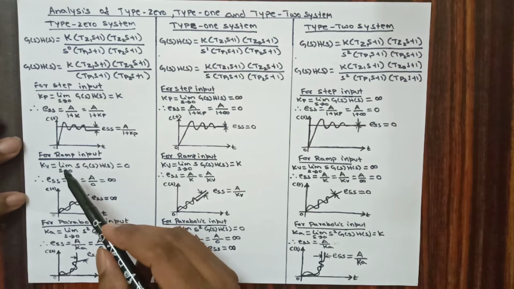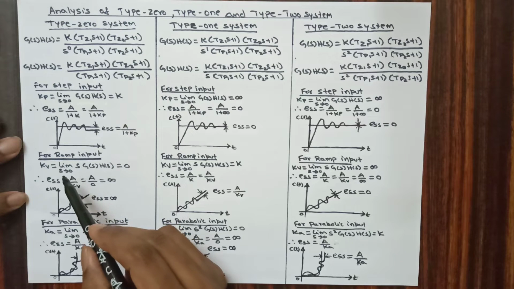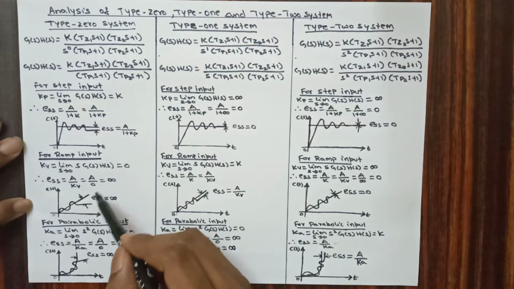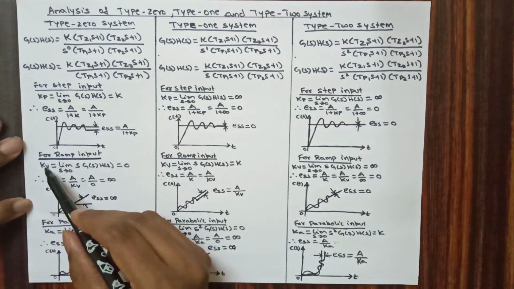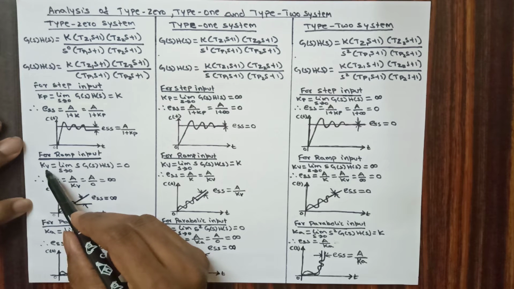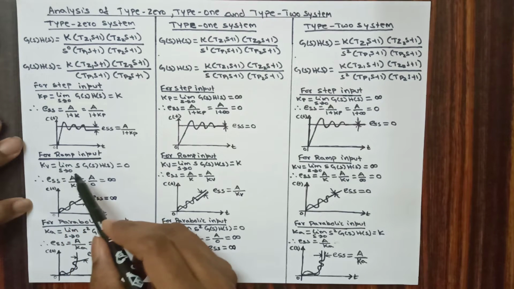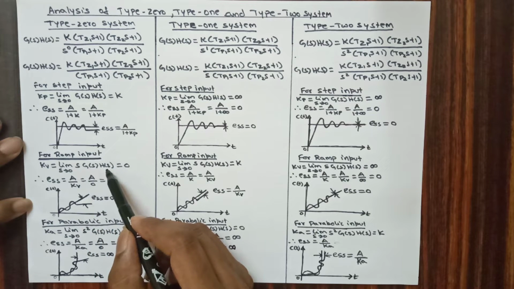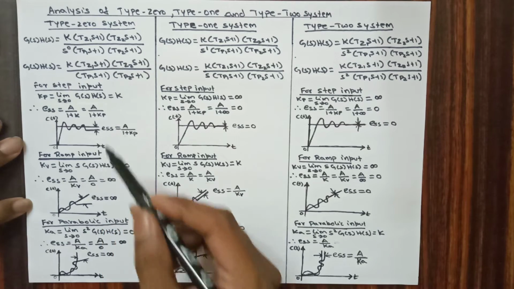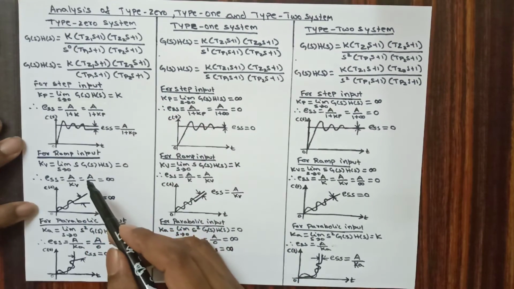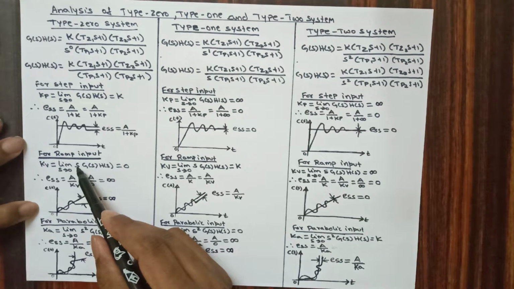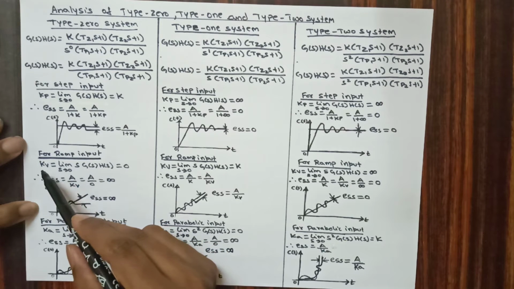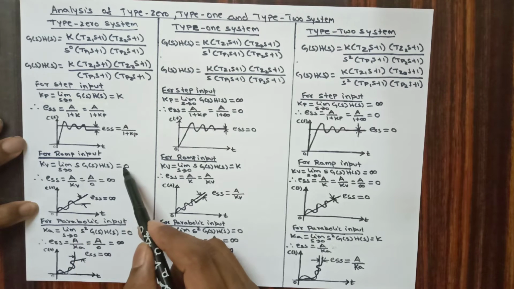Let us see for ramp input. When we apply the ramp input to a type 0 system, we'll see what steady state error we are going to get. Here for ramp input, Kv, the velocity error coefficient, is equivalent to limit s tends to 0 of s into G(s) into H(s). As we know, G(s) into H(s) for a type 0 system is this one. That means when I apply the limit s equal to 0, anything multiplied with 0 is 0. Here we are getting the velocity error coefficient equal to 0.